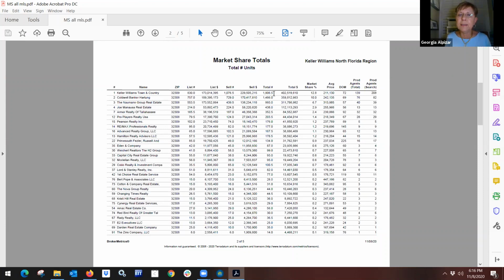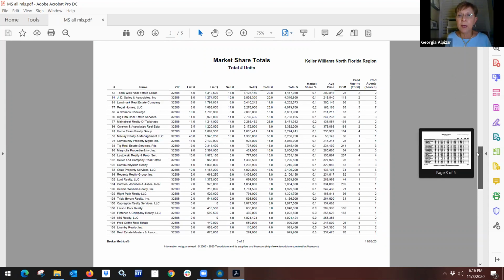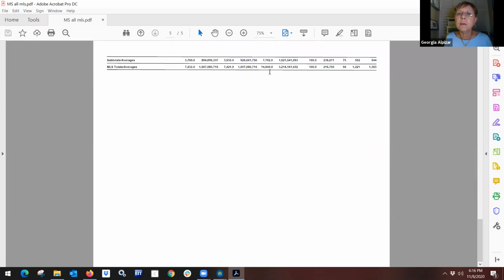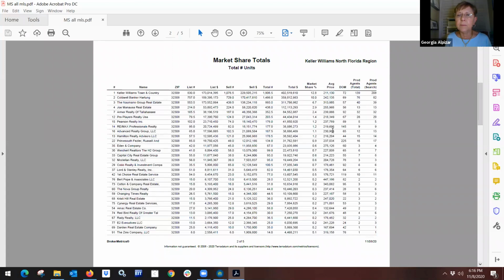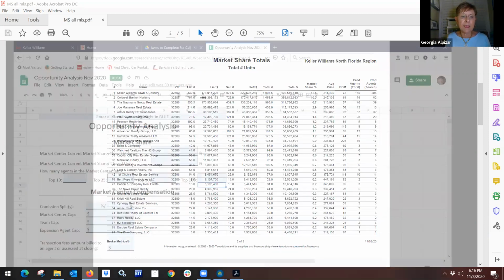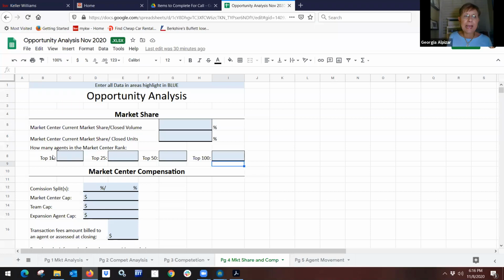So again, you're just taking the 1906 and dividing it by this number to get the volume. You do the same thing: you just take the volume number and you divide it by the total volume to be able to get your percentage. They probably are pretty close to being the same. Okay. Then over here, now, how many agents in the market center rank in 10, 25, 50, and 100?